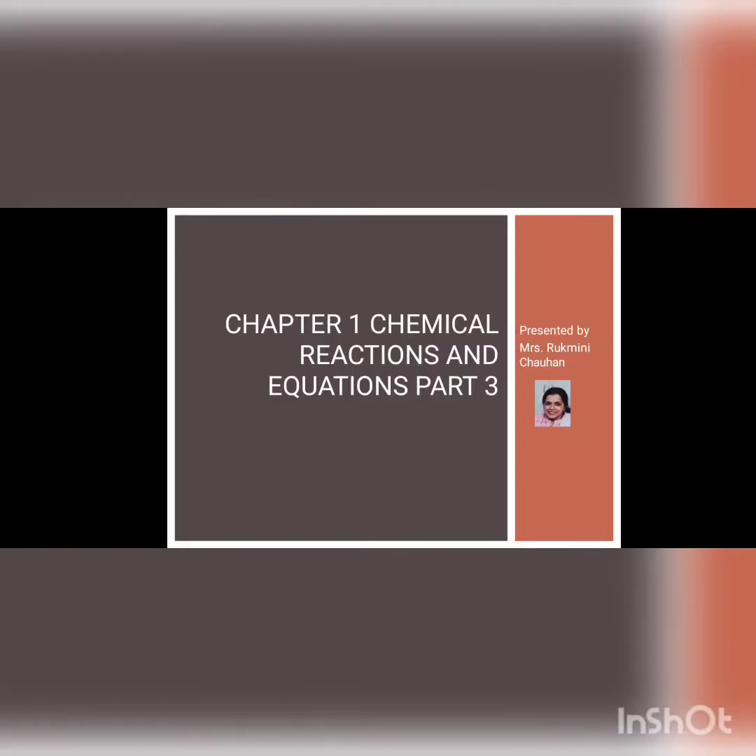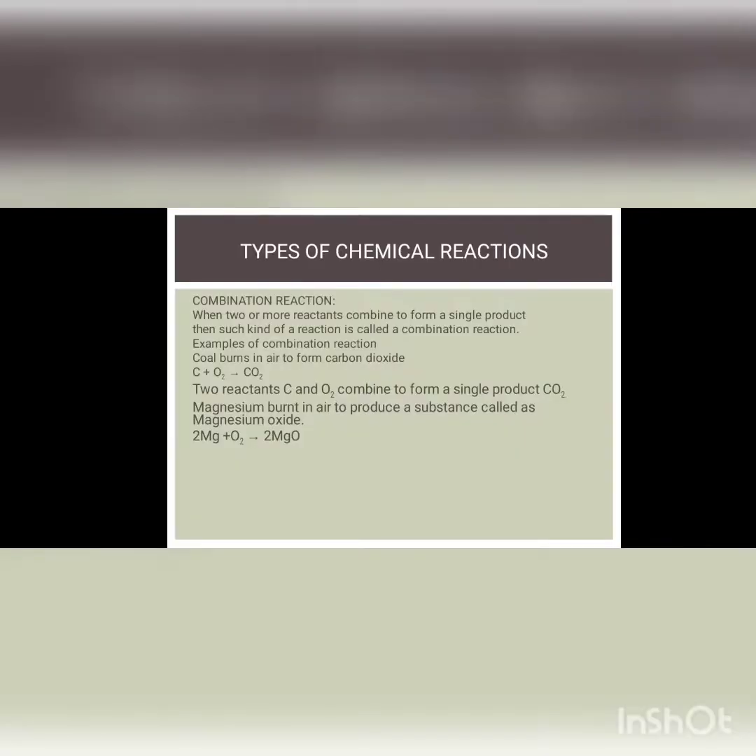In this class we will learn about chemical reactions. Types of chemical reaction. Combination reaction. Two or more reactants combine to form a single product. Such kind of a reaction is called a combination reaction.